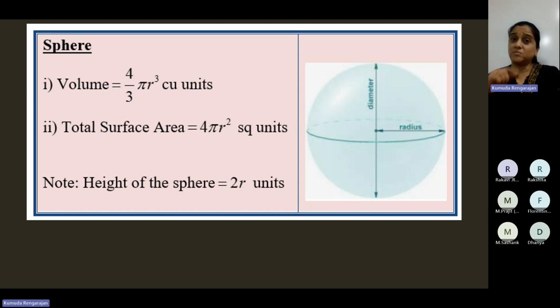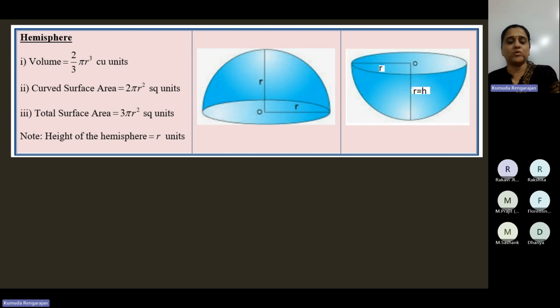I'll come again. Sphere, surface area 4 pi r square. Hemisphere, the CSA will be half of 4 pi r square, so that will be 2 pi r square. But in addition to that, in a solid hemisphere, there's one circle on the top also. So plus pi r square, so 3 pi r square. For a hemisphere, curved surface area is 2 pi r square. Curved surface is only the outer one, the CSA. Total surface area is plus a circle on the top.